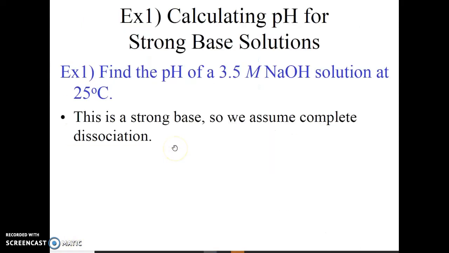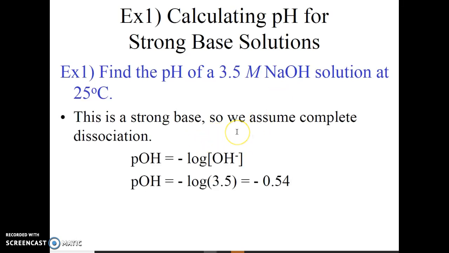Okay guys, so the first example here, we're going to look at calculating pH for a strong base solution. The problem says find the pH of a 3.5 molar sodium hydroxide solution at 25 degrees Celsius. This is a strong base, so we assume it has complete dissociation, which means that because it's a 1-to-1 ratio in the compound here, we're going to get a 3.5 molar concentration of sodium ions, and we're going to get a 3.5 molar concentration of our hydroxide ions here as well. Okay, this makes this one a little bit easier.